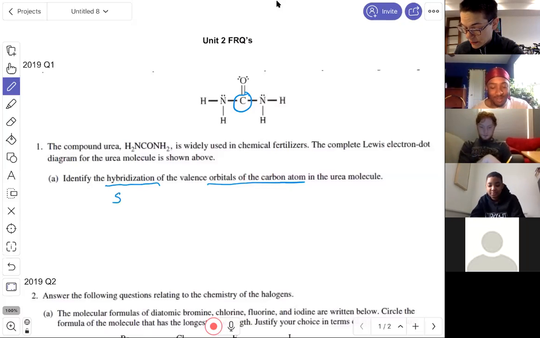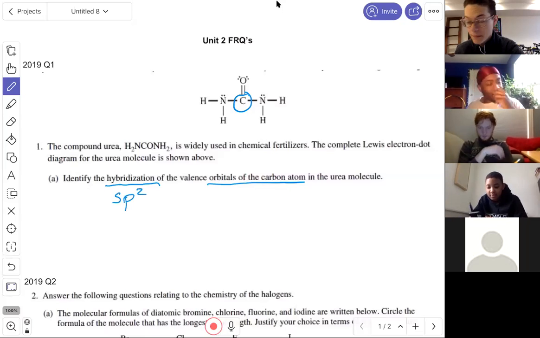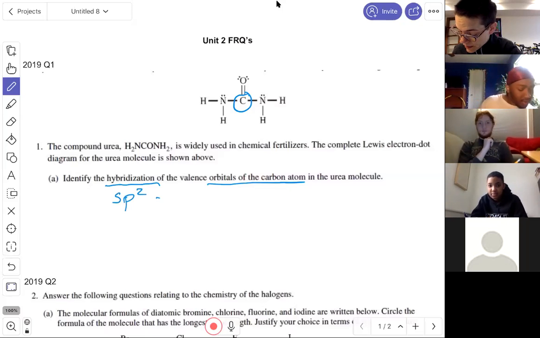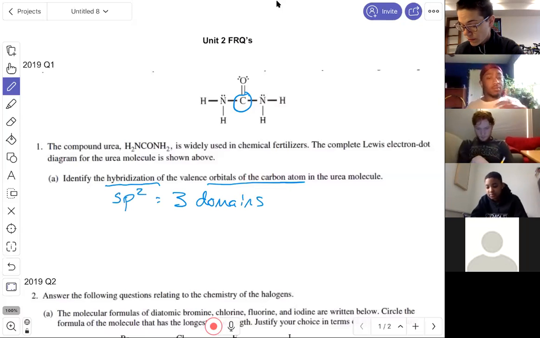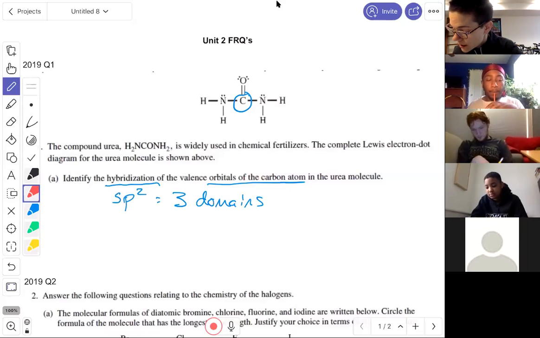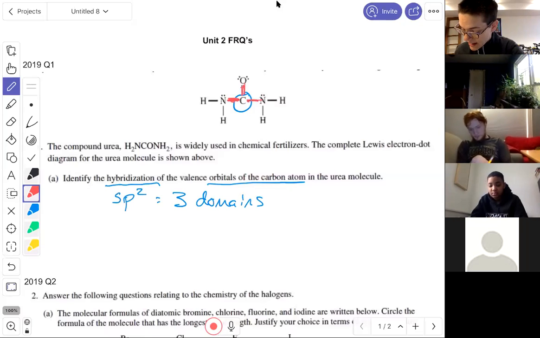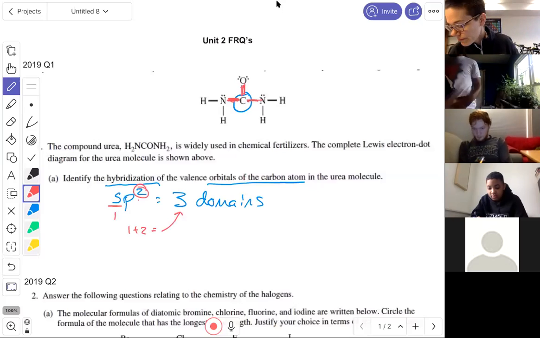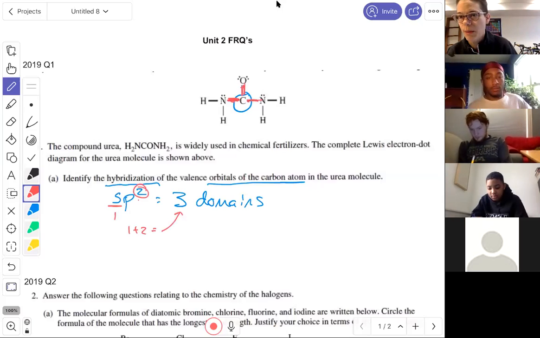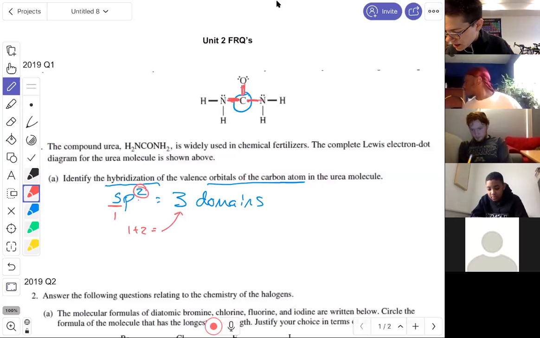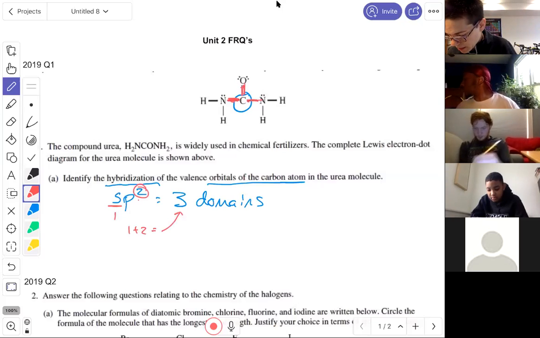SP2. Because there are 3 domains around this carbon. You've got 1, 2, 3. The s is one of them, and the p contributes 2, so 1 plus 2 is 3. If you had to memorize this, that's how you would memorize it. But you don't. You have your massively cute cheat sheet to help you out there.